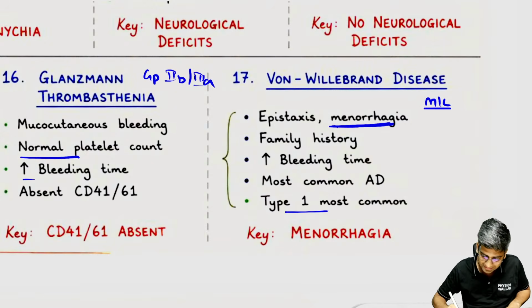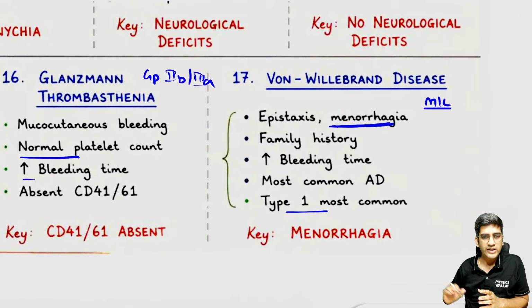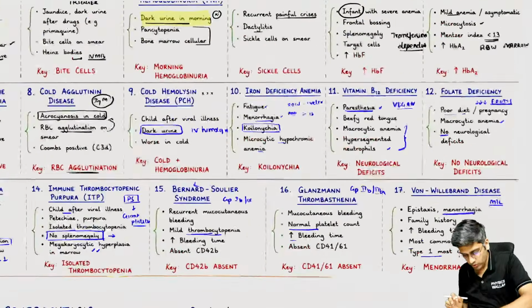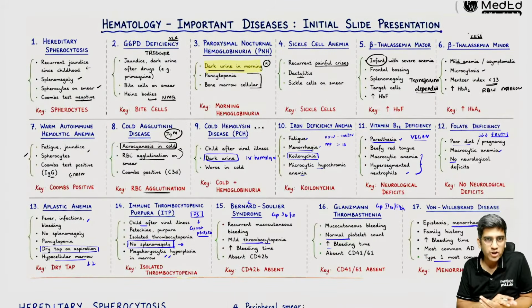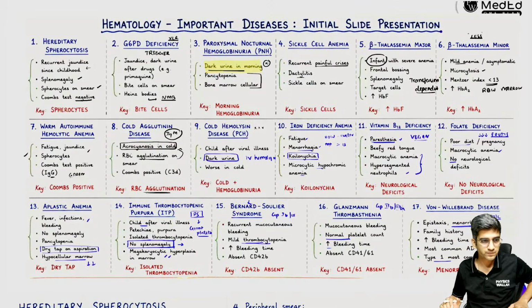Von Willebrand type 1 is most common. This is more of the theoretical part. We'll see them later, right? Okay, let's zoom out. So these are the important diseases you're going to see in today's lecture with respect to RBC and platelet disorders. Are you guys ready? Let's go.